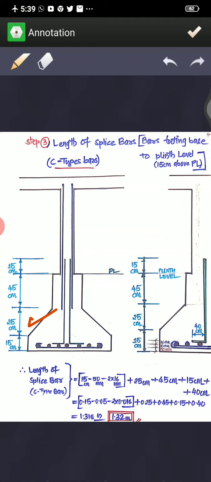So if you add the total length from this bend up to this, it is going to be the total length of that. So I have tried to determine it here. You can see that the very foremost thing you are supposed to do, you are supposed to start. Now you are not supposed to take it from 15 centimeter. Why? Because that bar is not coming down to the footing bed.